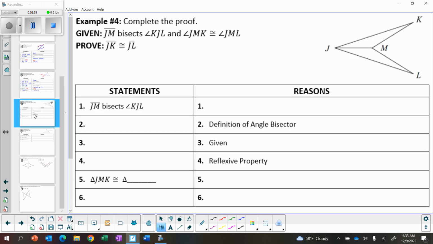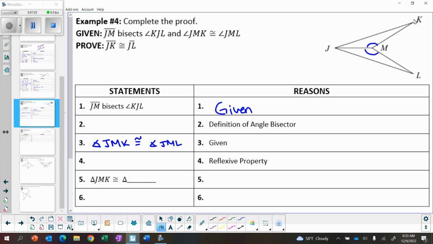Yet another one together. So here we are given JM bisects angle KJL. And let's put the other given in there now. Angle JMK is congruent to angle JML. So I'm actually going to mark those first. Angle JMK and JML are here. So now let's go back.